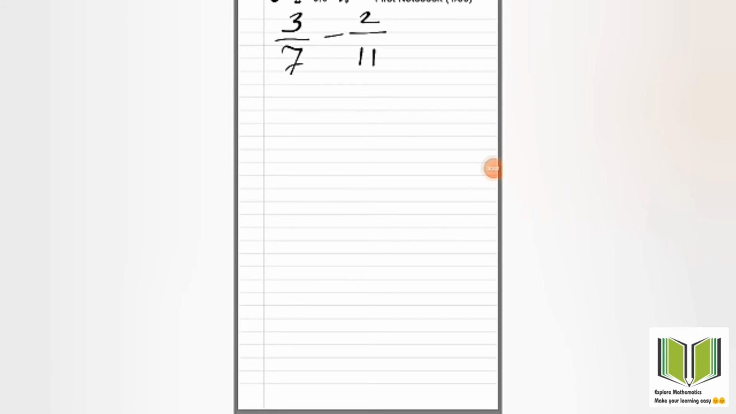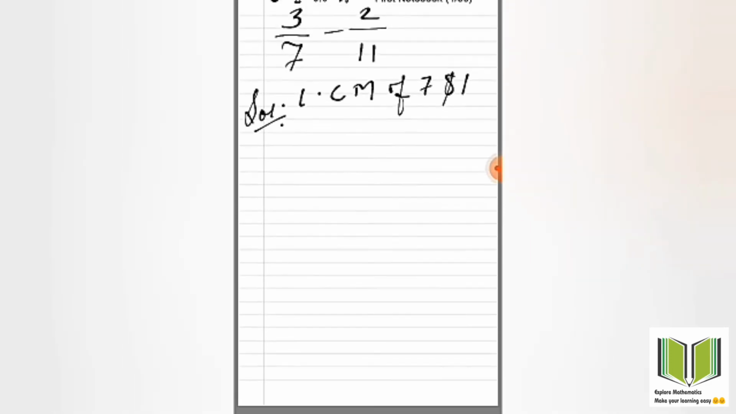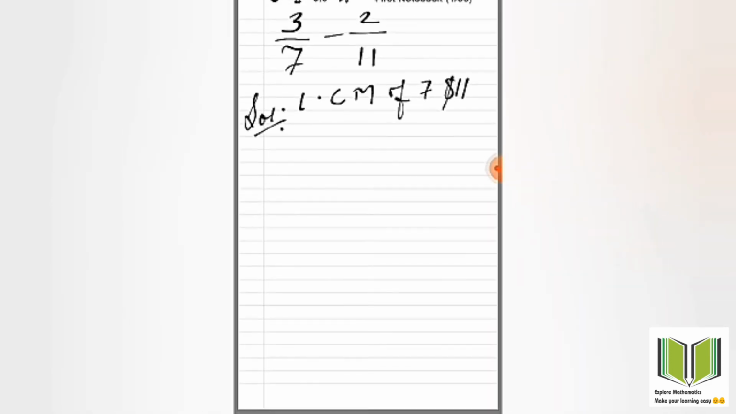Now let's study our shortcut method. Here what we have to do, first of all we have to take LCM of 7 and 11. Okay, so we know LCM of 7 and 11 is 77, as LCM is the product of both of these numbers. So write 77 as denominator.